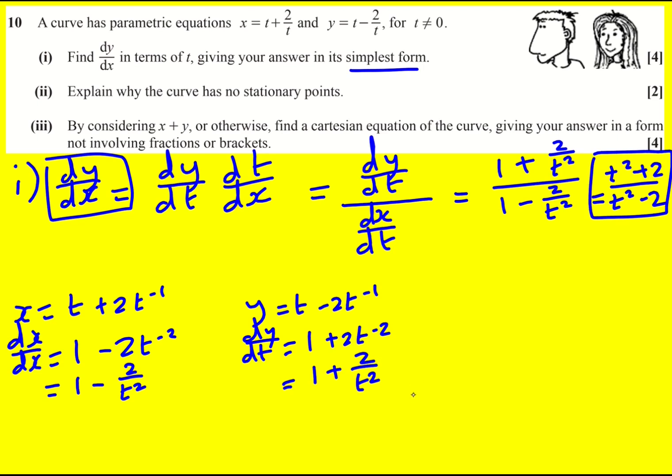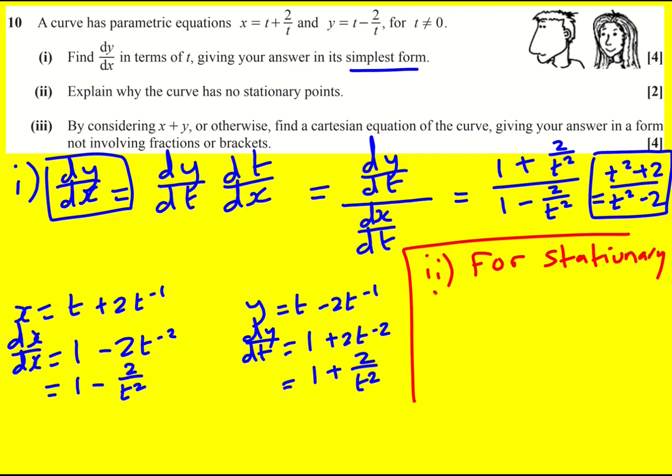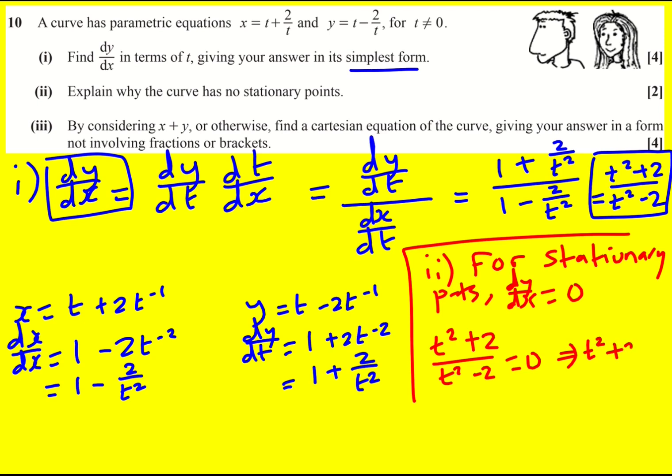Right, in part 2, we're asked to explain why there are no stationary points. So let's try and find them, I guess, and see what goes wrong. For stationary points, dy by dx is going to equal 0, which means that t squared plus 2 over t squared minus 2 is going to equal 0. And the thing is, you can't possibly divide by anything to cause it to equal 0. It must actually be that the top is equal to 0. t squared plus 2 must equal 0.